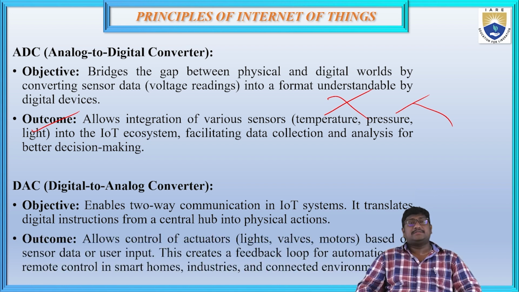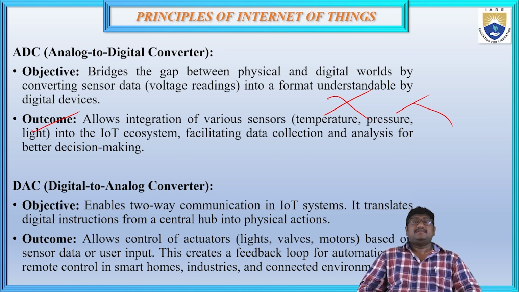And what was the outcome? The outcome was that we are going to allow controlling of the actuators. The actuators are nothing but the lights, the valves, the motors which we are placing in an IoT system. Based on the sensor data or the user input, here we are going to create a particular feedback loop for automation purposes and also for remote control purposes in our smart homes, or in industries, or in connected environments. This was the advantage.